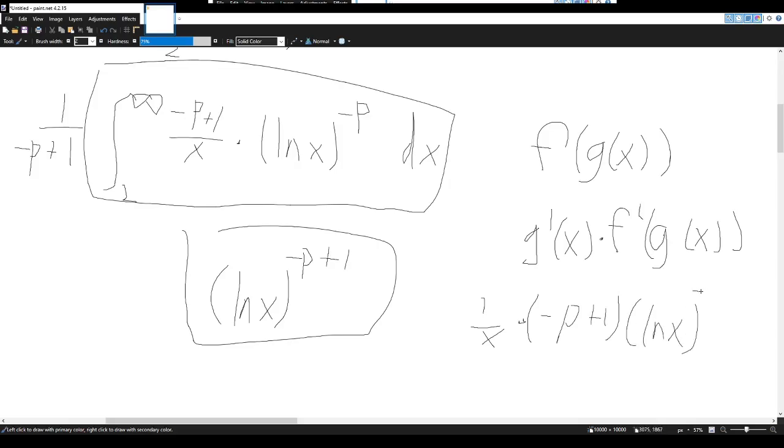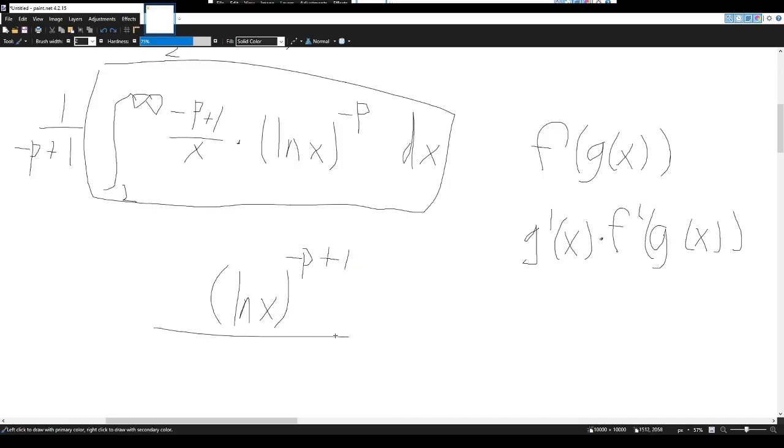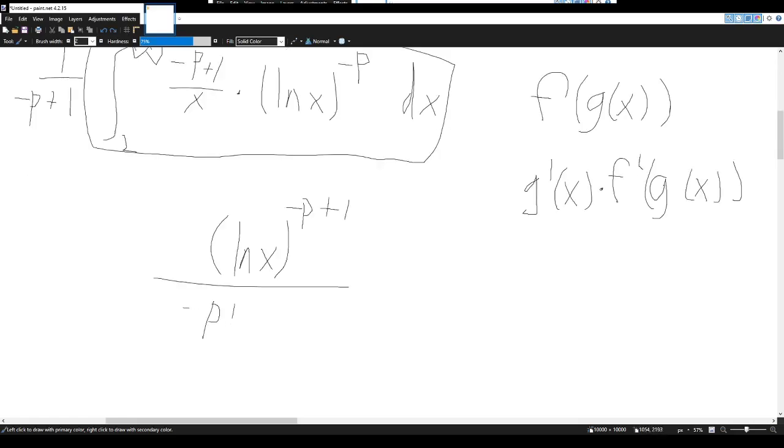negative p plus 1 minus 1, which is negative p. And that's what we have right in here after we add this coefficient out front. So we're good there. So this is our antiderivative. Well, this divided by negative p plus 1. So this is our antiderivative.